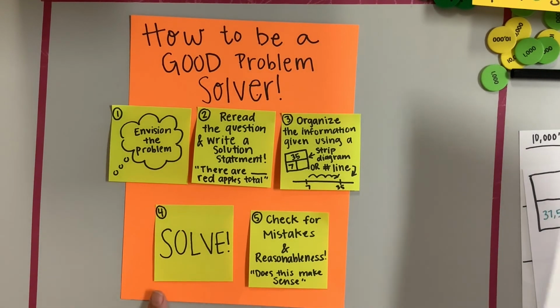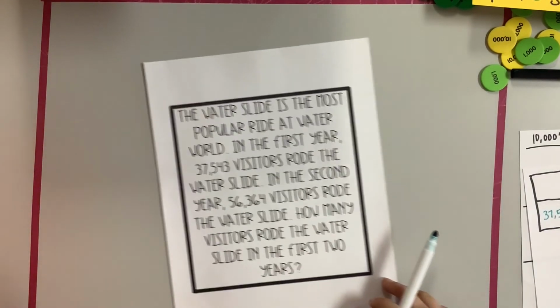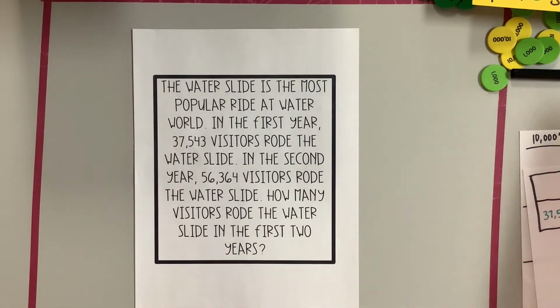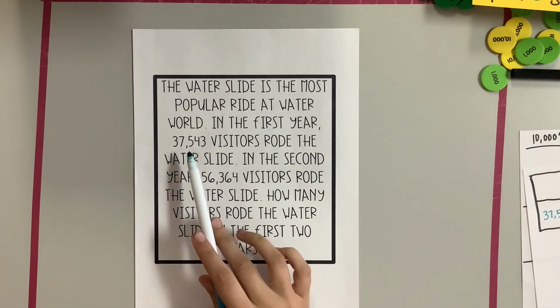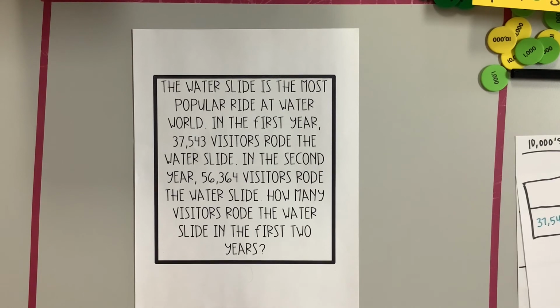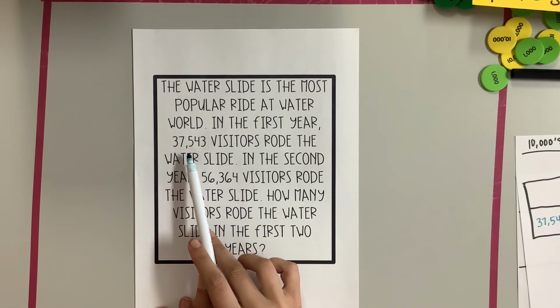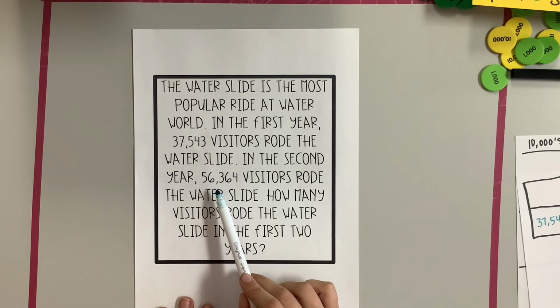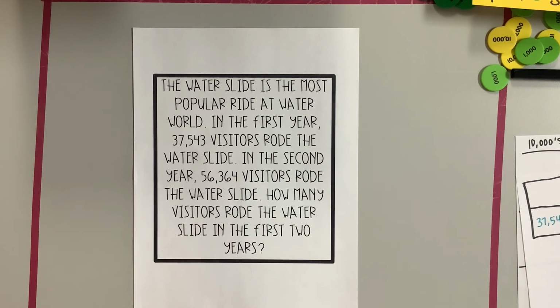Now, I have a problem for you today. You may recognize it. It's the same as our water slide problem from yesterday, but this time I may have changed the numbers. So in the first year, 37,543 visitors rode it. In the second year, 56,364 visitors rode the water slide.